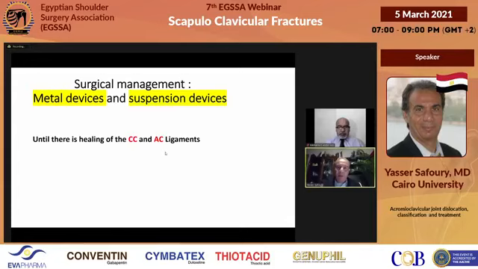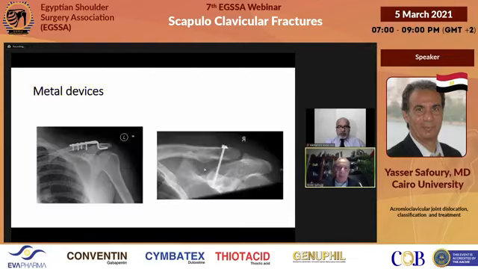So surgical treatment, the aim of it is to repair the AC ligament and the CC ligament. And we have devices to help us to maintain the position of the AC joint until healing. These may be in two big groups, metal devices or suspension devices. Metal devices like the hook plate or the screw between the coracoid and the clavicle. They maintain the clavicle in space until there's healing of the ligaments.